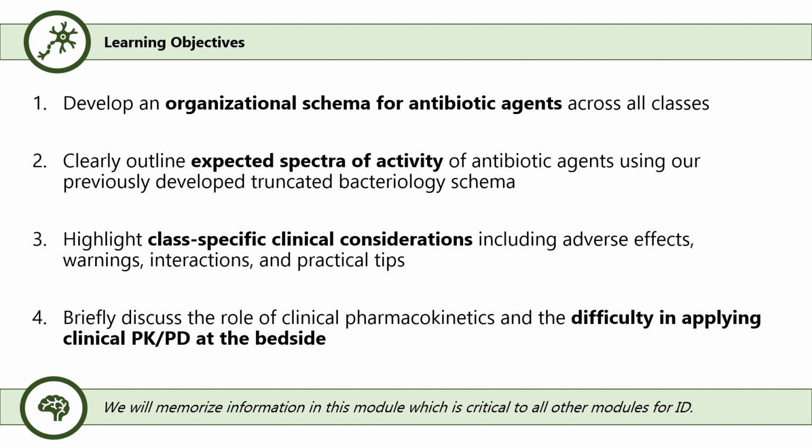We will clearly outline the spectra of activity for each antibiotic agent using our truncated bacteriology schema we made in Module 1. We will highlight class-specific clinical considerations of antibiotic classes such as important adverse effects and other clinical tips. And lastly, we'll briefly touch on the role of clinical pharmacokinetics in infectious diseases for clinical practitioners.